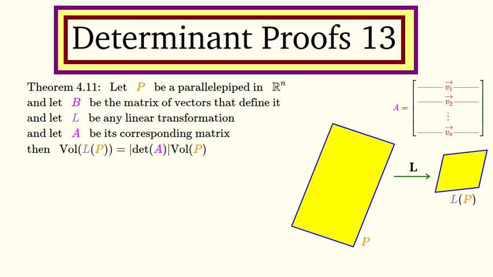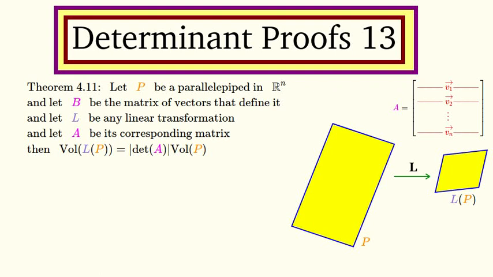In this video we'll prove this theorem, that the n-dimensional volume of a parallelepiped that is equal to the linear transformation of another parallelepiped is equal to the volume of this parallelepiped multiplied by the determinant of the matrix corresponding to this linear transformation.